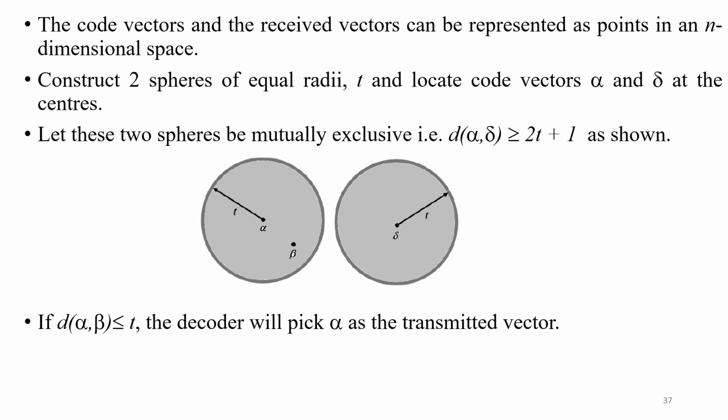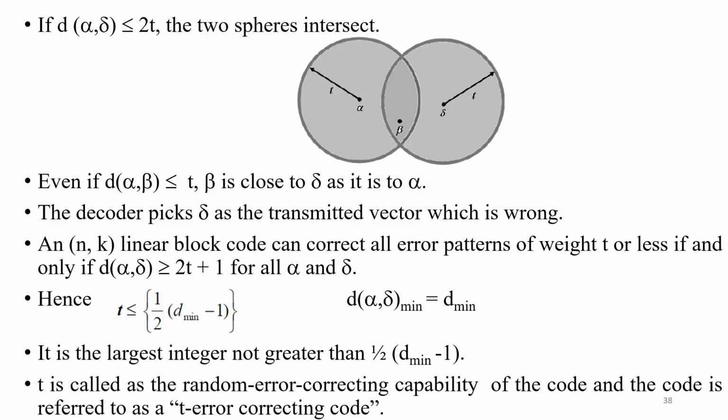Construct two spheres of equal radii T and locate code vectors alpha and delta at the centers. Let these two spheres be mutually exclusive, that is d of alpha delta is greater than or equal to 2t plus 1, as shown. If d of alpha beta is less than or equal to t, the decoder will pick alpha as the transmitted code vector. If d of alpha delta is less than or equal to 2t, the two spheres intersect. Even if d of alpha beta is less than or equal to t, beta is as close to delta as it is to alpha. The decoder picks delta as the transmitted vector, which is wrong.